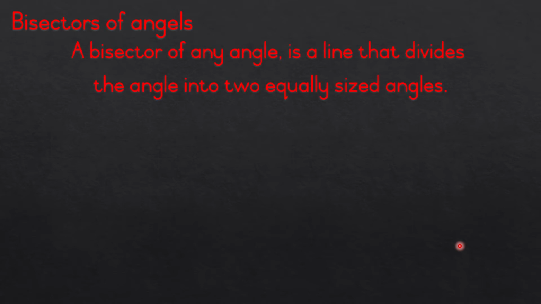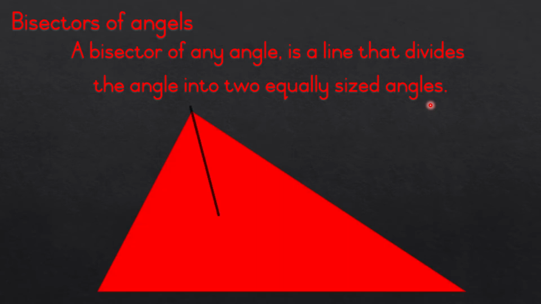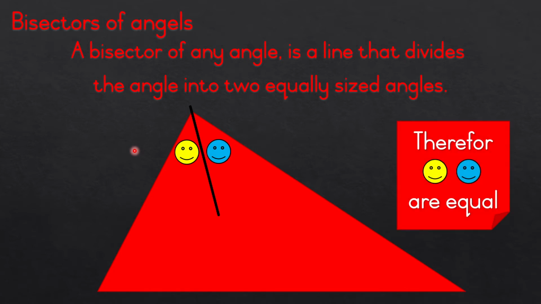The next property we look at is bisectors of angles. What is a bisector? A bisector of any angle is a line that divides the angle into 2 equally sized angles. Oh, that sounds so difficult. It is not. We have an angle and we have a line. This line is dividing this angle into 2 equal parts. Therefore, our yellow face and our blue face will be the same size.